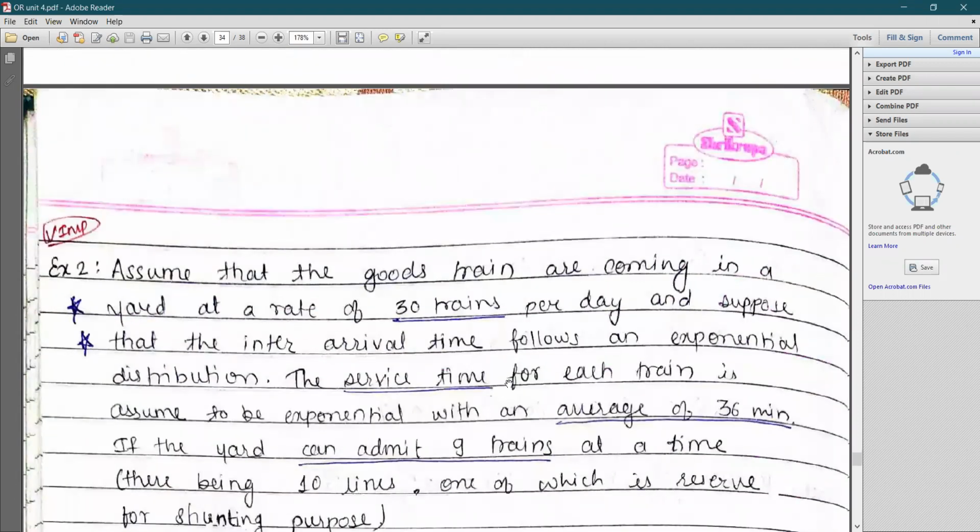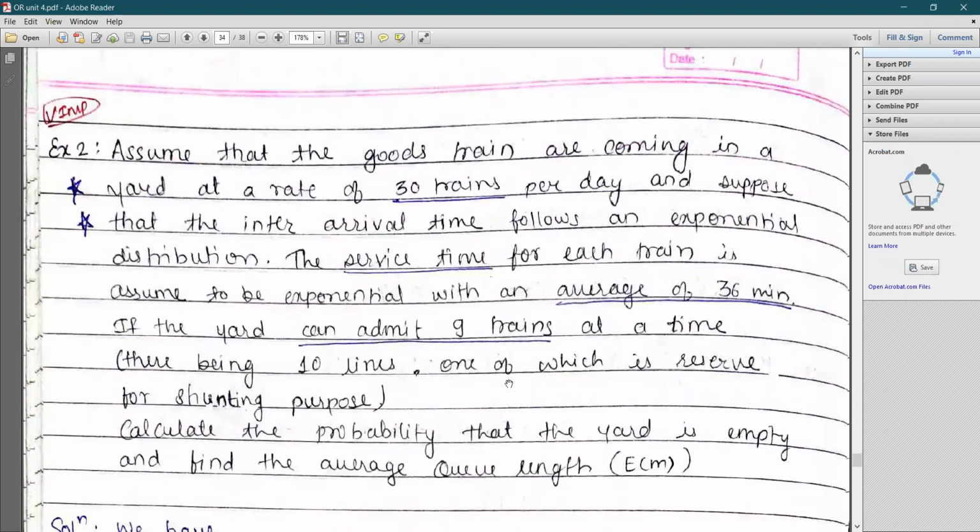Then we see the second problem of queuing system, that is assume the goods train are coming in a yard at a rate of 30 train per day. 30 train per day है तो 30 divided by per day में कितने hours होते हैं 24, therefore 30 divided by 60 into 24, and suppose that the inter-arrival time follows an exponential distribution and service time of each train is assumed to be exponential with an average of 36 minutes. ये ट्रेन पर डे है ये मिनट्स है, तो इसके पहले मिनट्स में करना पड़ेगा ये मिनट्स में दिए हुए.